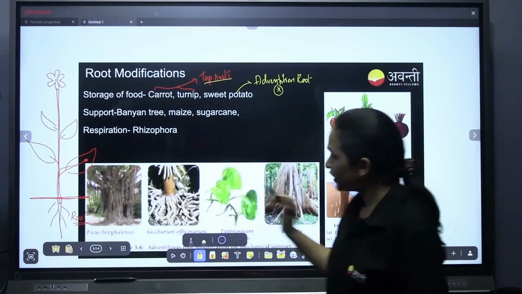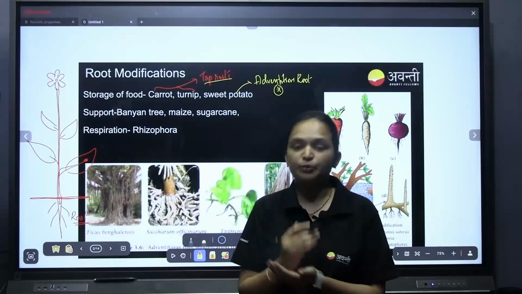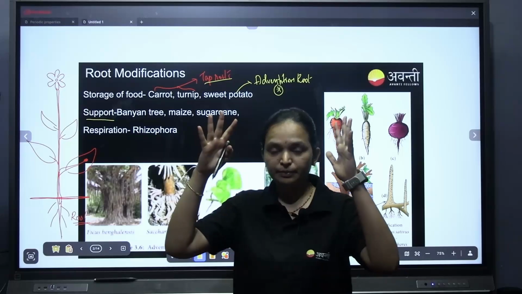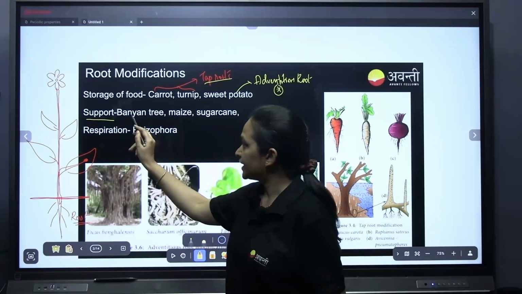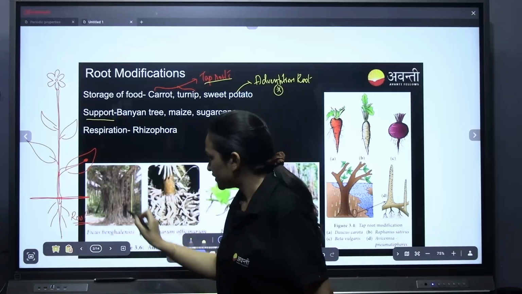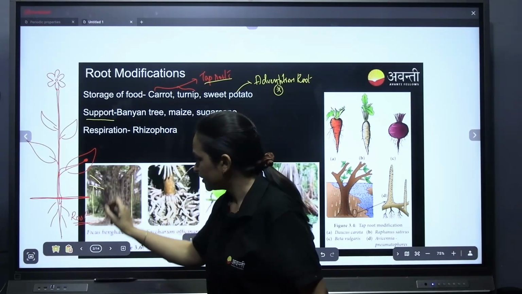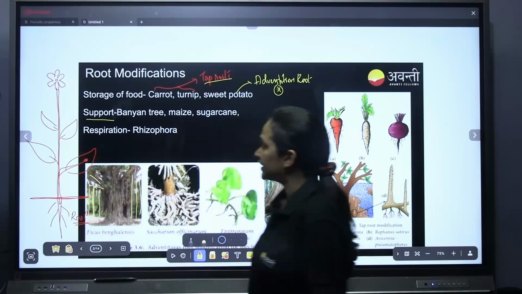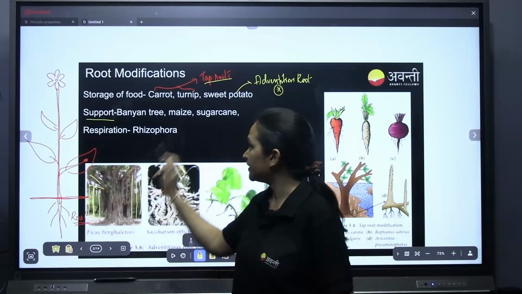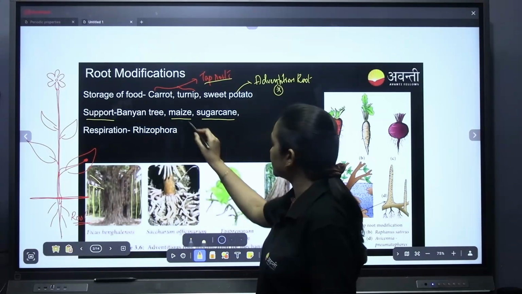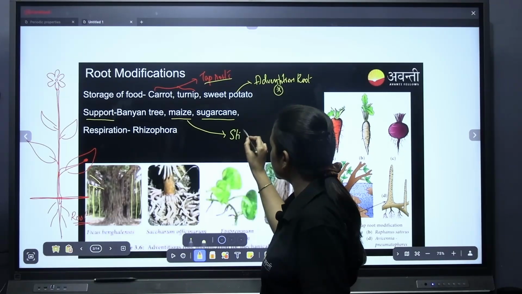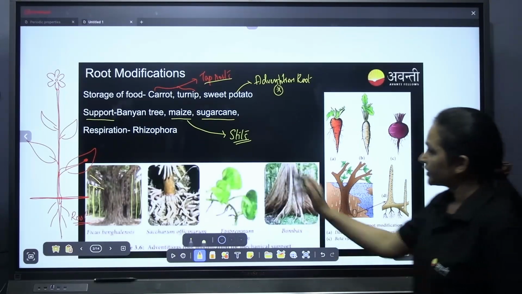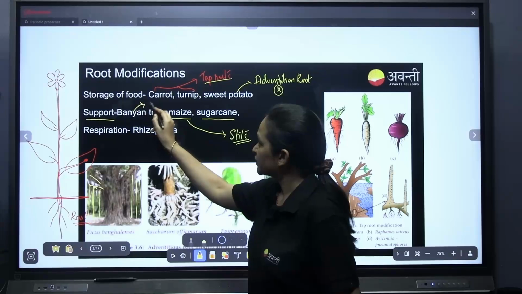Okay. Now coming to another modification, for support. How will the support be provided? Support will be provided for the plant to stand up straight. In that, one is banyan tree. If you see here, this is a tree, and you can see from the branches there is a root coming downwards. That is in case of banyan tree. Another, in case of maize and sugarcane, this root we call stilt roots. And in banyan tree we call it prop root.